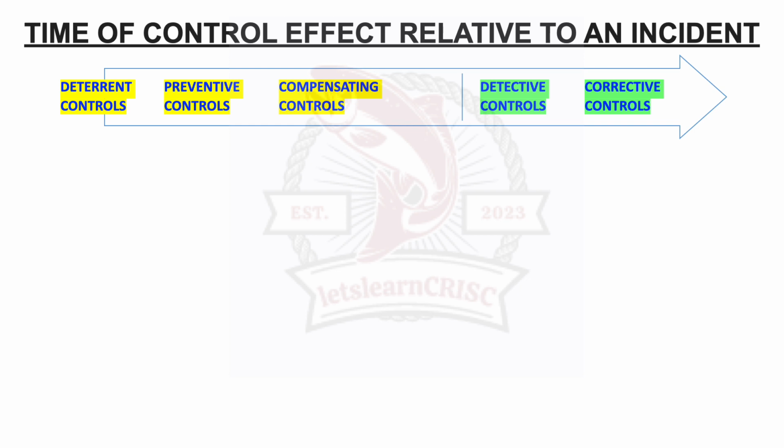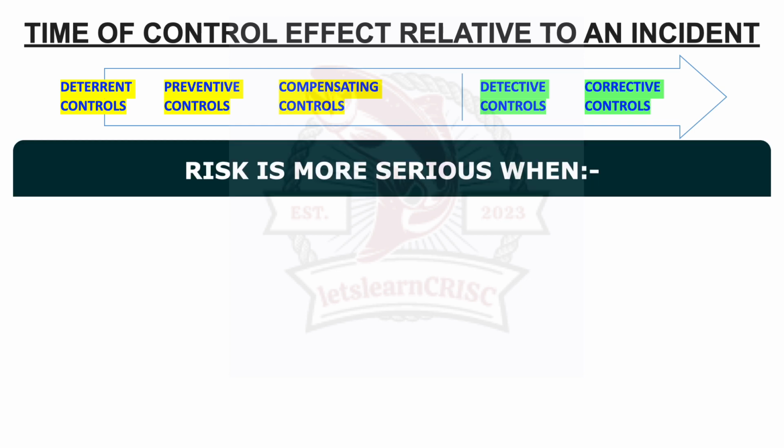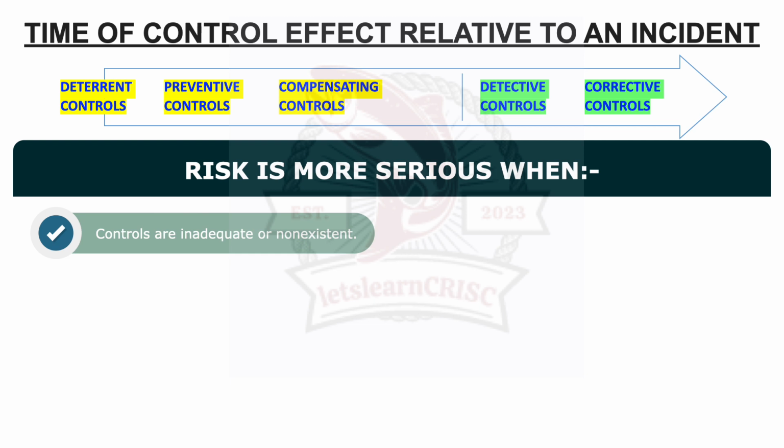Right? After this, we'll discuss when the risk is more serious. The risk is more serious when, first, controls are inadequate or non-existent. Friends, the statement that risk is more serious when the controls are inadequate or non-existent underscores a fundamental principle in risk management. It highlights that the level of risk associated with a particular situation becomes more severe when there are insufficient or completely lacking controls in place.